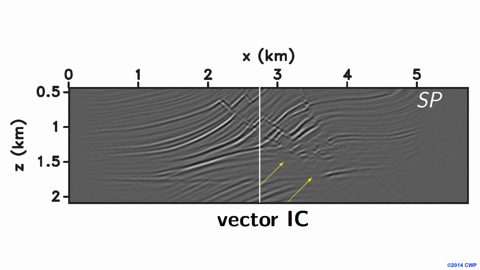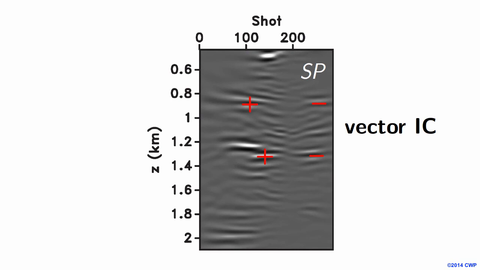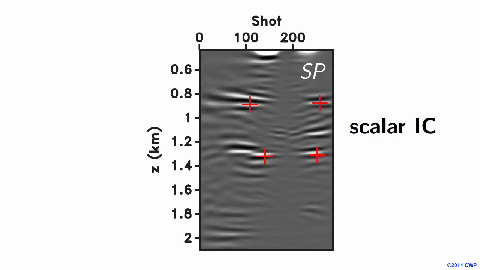Similarly, let me show you a common image gather at this location indicated by the white line. From left to right, there is a polarity change because we're using the vector imaging condition. If we use a scalar imaging condition, from left to right the polarity has been corrected, so we don't need to worry about polarity correction after we get the images.